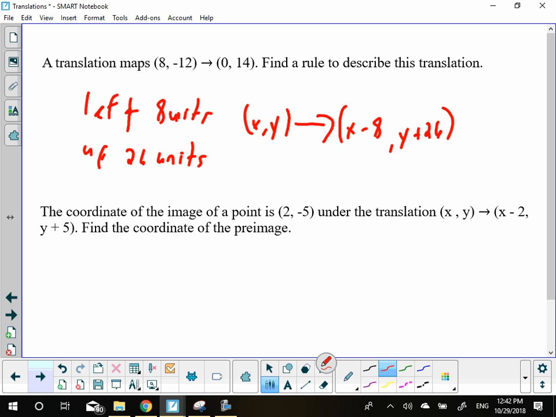But wouldn't that just be another translation from where our image is already? We're looking to go backwards in this case. Yeah, you're going to do the opposite. So we want to know where our image was before you translated it. So in this case, we're going to say 2 plus 2. We're going to say our y was negative 5. I want to go minus 5 because we want to go backwards to find the pre-image. So we say our pre-image was then, or negative 10.